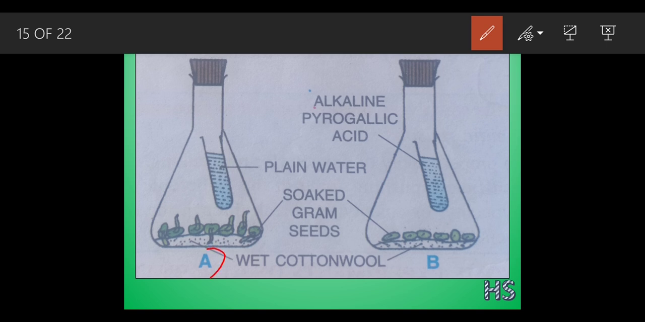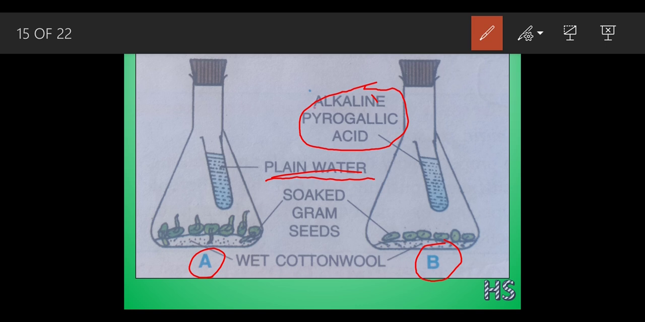In the flask A, they have kept the plain water, but in the flask B there is an alkaline pyrogallic acid. See why they have kept the plain water and why they have kept the alkaline pyrogallic acid. I just wanted to show a difference to you.